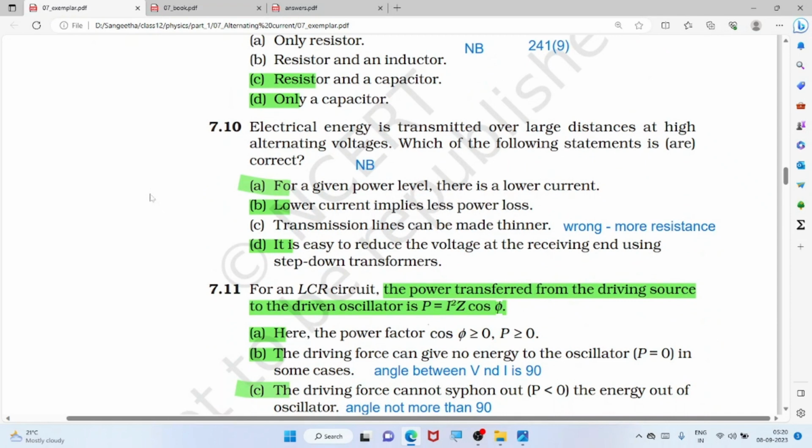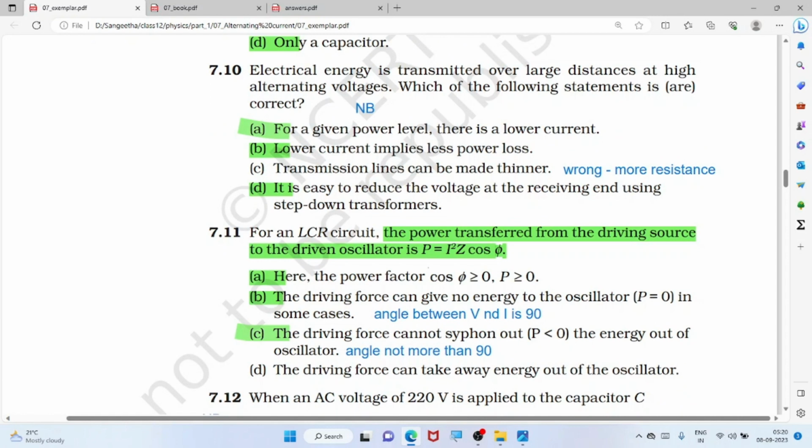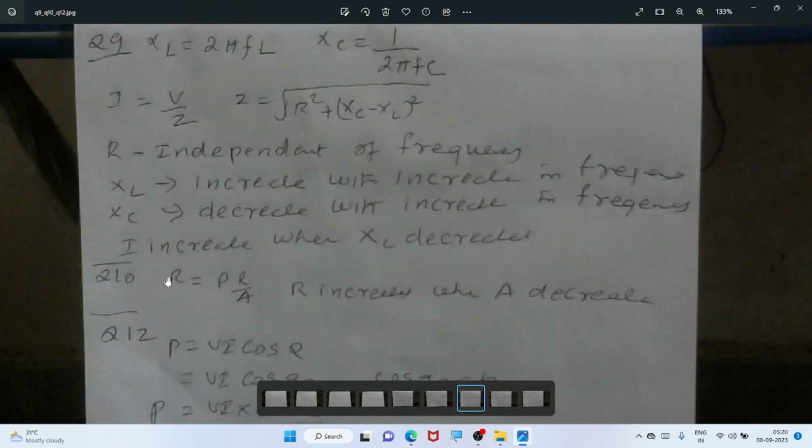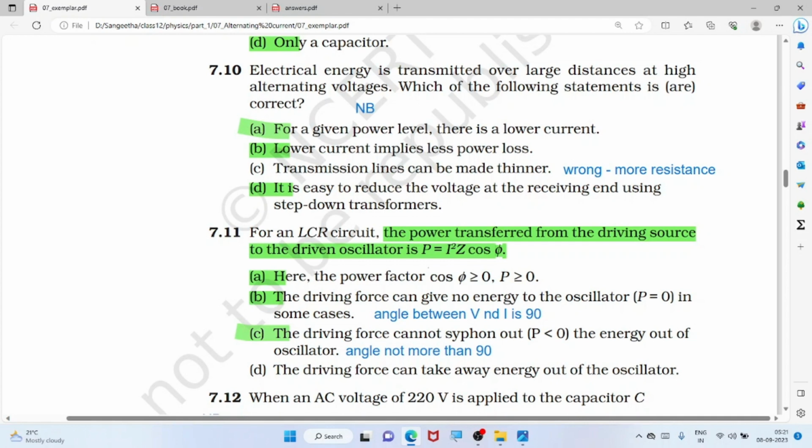Electrical energy is transmitted over large distances at high voltages. Which of the following statements is correct? See, the resistance is inversely proportional to the area of cross section. For a thin wire, resistance increases when A decreases. For high voltages, to minimize the power loss, that is correct. This one is wrong. Why is it wrong? When you make the area of cross section less, resistance will increase, and that will increase the power loss. That is why this is wrong.